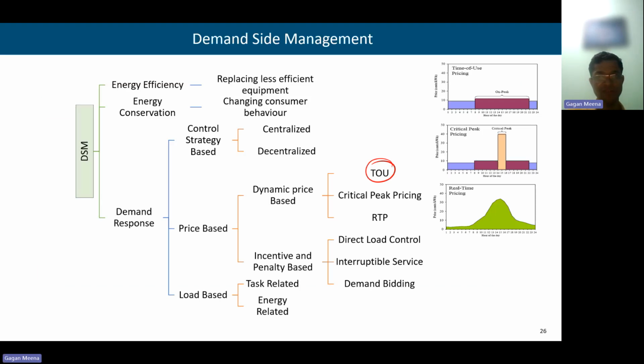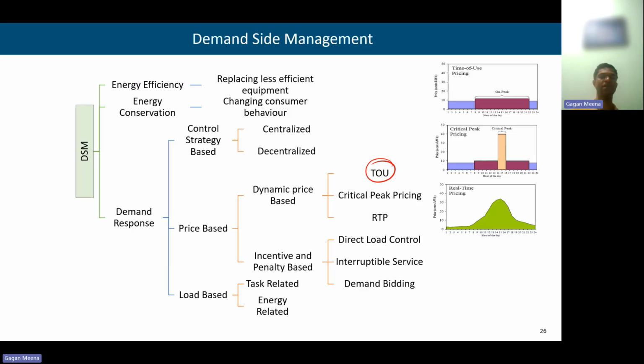We have already seen this. Time of use, we have different prices during peak and off-peak hours. Critical peak pricing, even in peak hours, there are a few critical hours where the price is much higher than the price during the other peak hours. Real-time pricing reflects the actual market sentiment directly to the consumer, which is not right now happening in India.